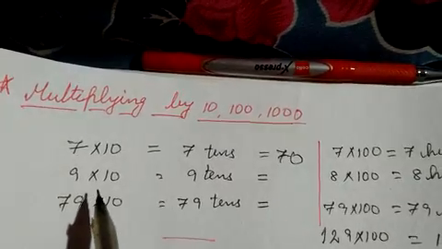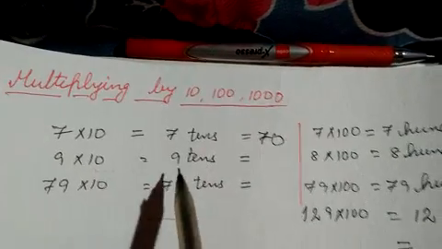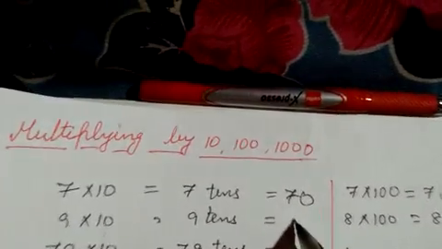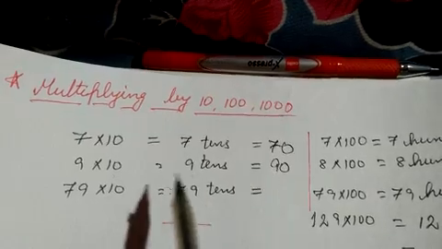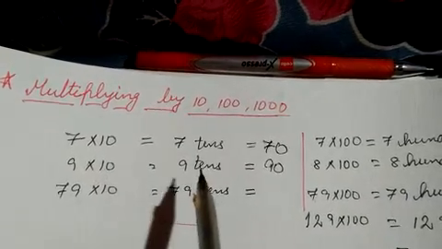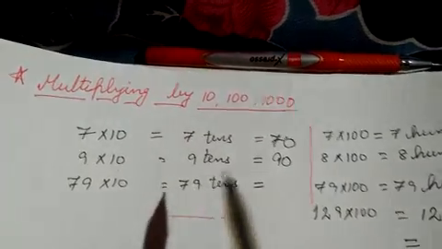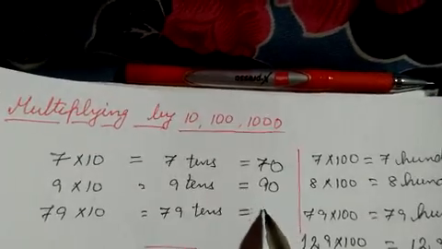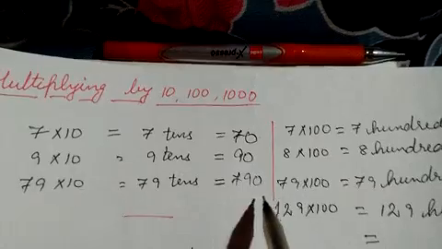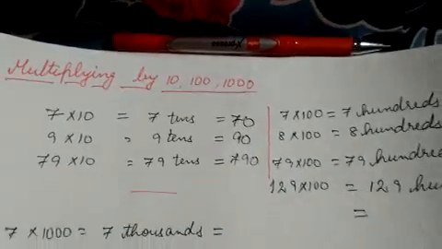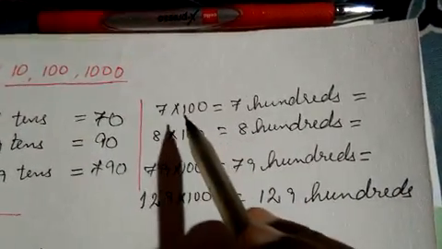Similarly, 9 into 10 is 9 tens, and we know that is 90. Now how are we doing this? See, we are just putting 1 zero. Tens means we are putting 1 zero. Similarly, 79 into 10 is 79 tens. We simply have to put 1 zero after that. Okay, 790.